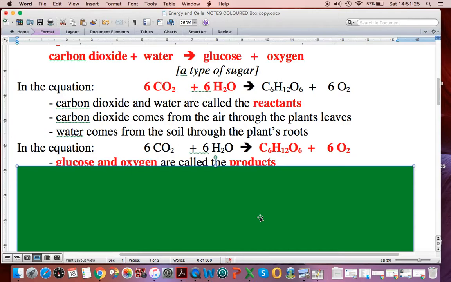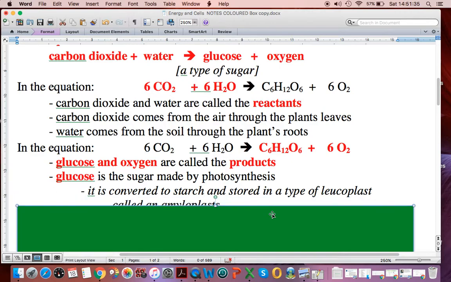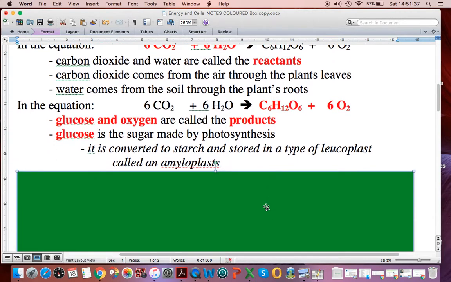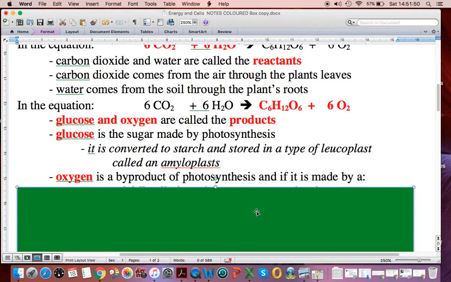Now we look at the products. The products are glucose and oxygen. There's our sugar. That's what we want to make. We're making a fuel. And the byproduct is oxygen, and that's a very handy byproduct. We know we need oxygen. Now things in italics are getting a little bit fancy. In plants, the glucose is stored as starch, and it talks about things called leucoplasts and amyloplasts.